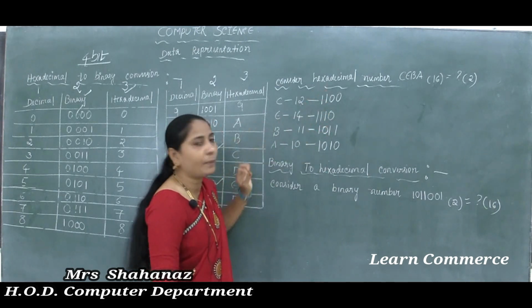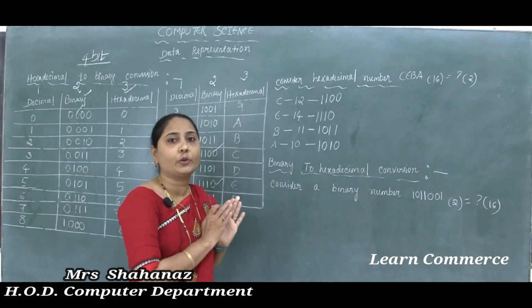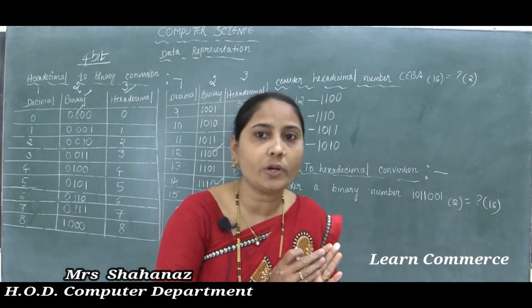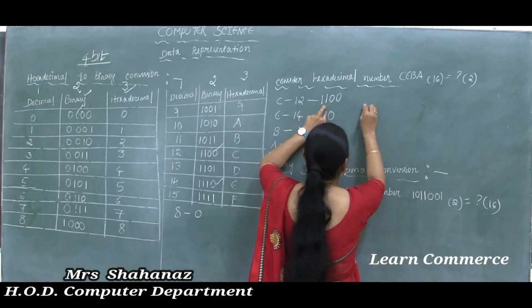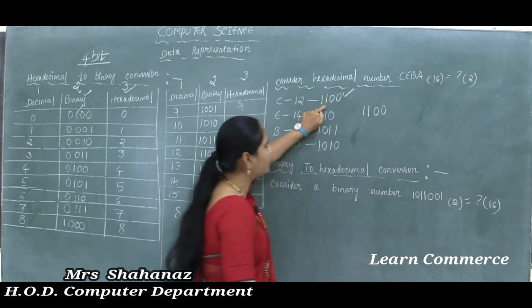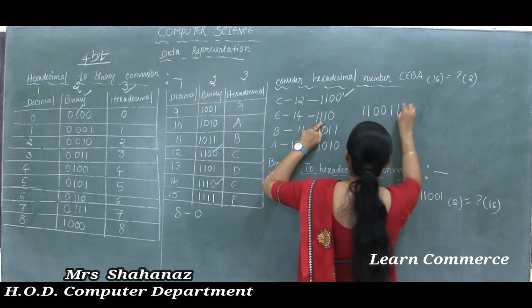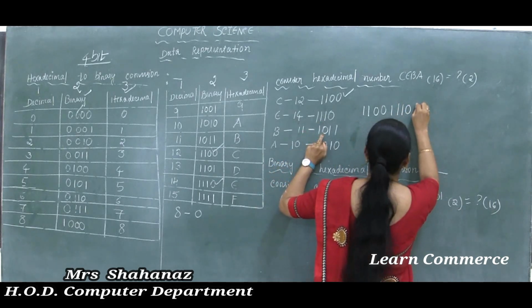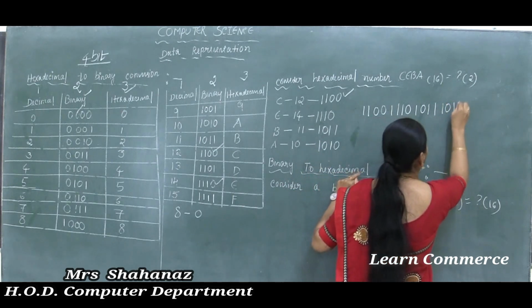Now whatever number I completed, I am going to write from the left to the right, okay. I am going to write the number from left to right. So first of all I am selecting the number 1100. So I wrote this number 1100, and next one 1110, okay, and next number 1011, and the last number is 1010.